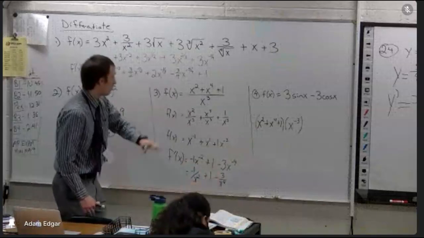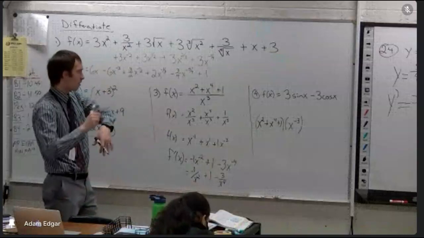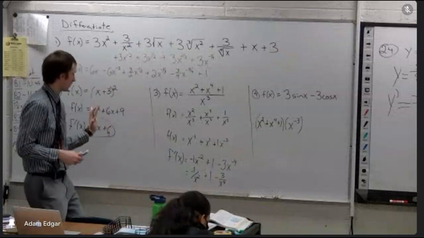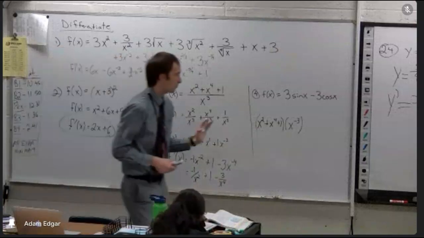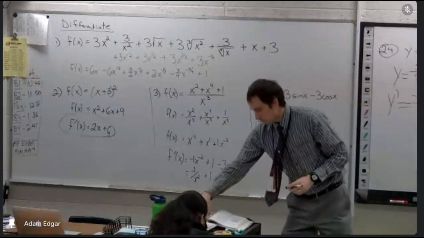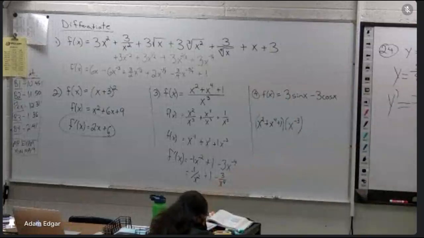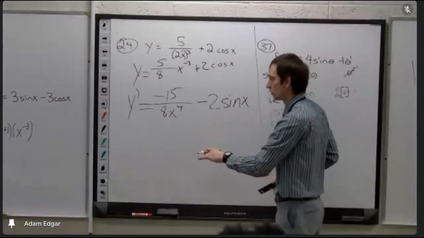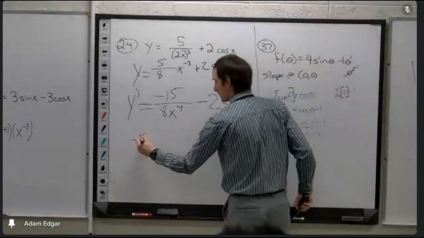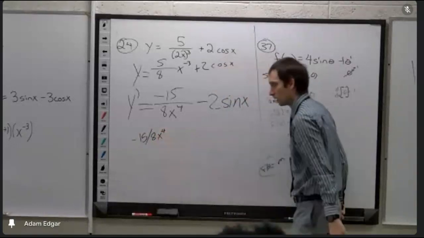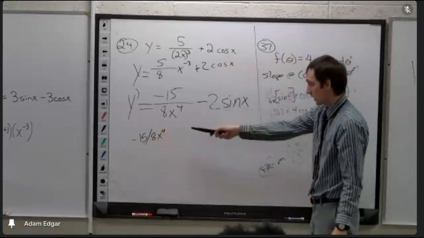Now, walking around, some people are in the habit of writing your fractions on a kind of a diagonal slant or even horizontally. That can lead to issues. If you look at like number 24 from the homework, I like the way it's written vertically. It leaves no room for confusion. If you wrote it like this, negative 15 over 8x to the fourth, now there's confusion. Where's the x to the fourth?